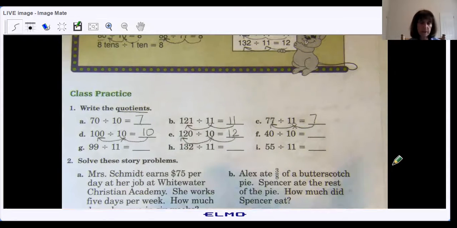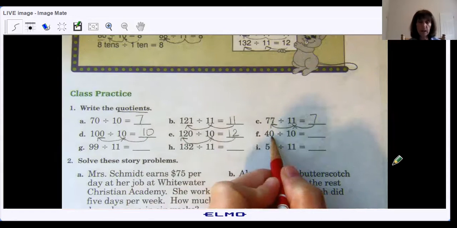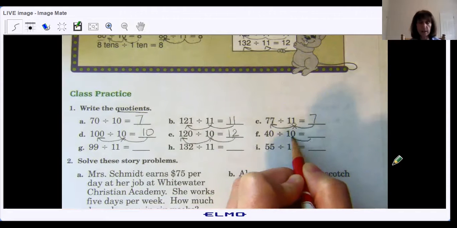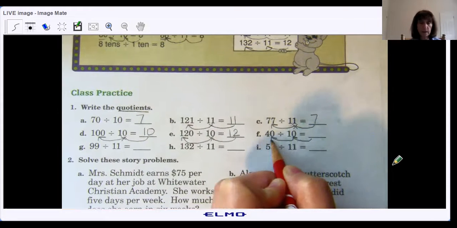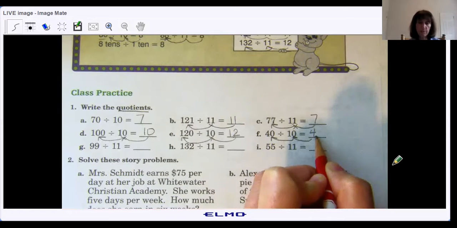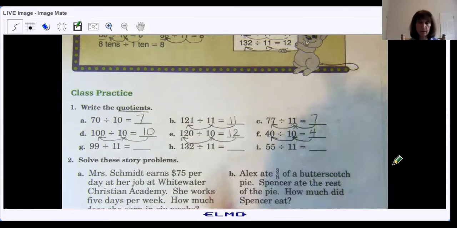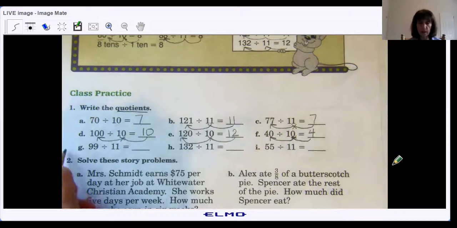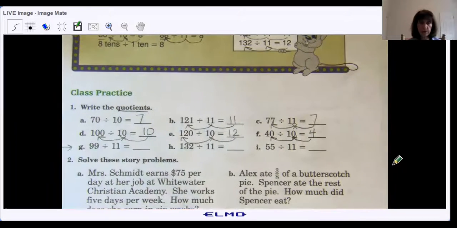Last one for this side. 40 divided by 10 equals what? What number times 10 is going to give you 40? All right, the answer is 4. 4 times 10 equals 40. I'm going to leave the last row for you guys to do. Okay, and I know you can do it.